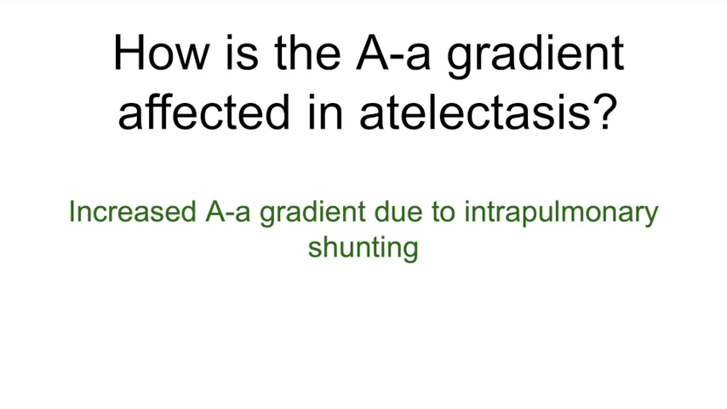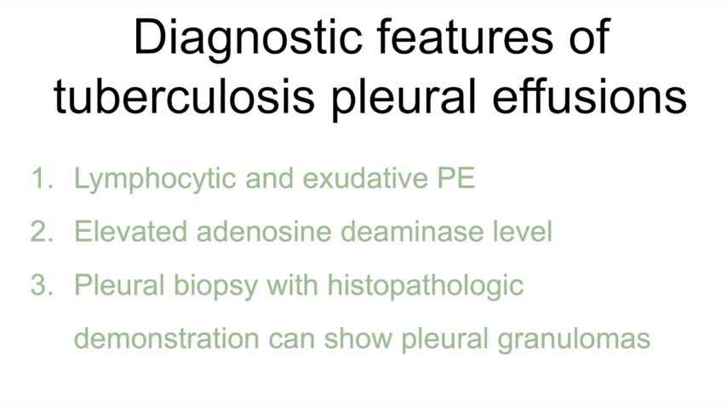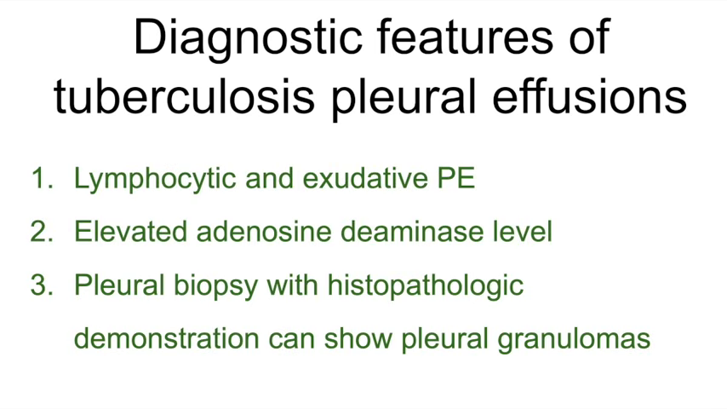So, what are some diagnostic features of tuberculosis pleural effusions? Well, first, there are lymphocytic and exudative pleural effusions. Patients will have elevated adenosine deaminase levels, and pleural biopsy with histopathologic examination can show pleural granulomas.